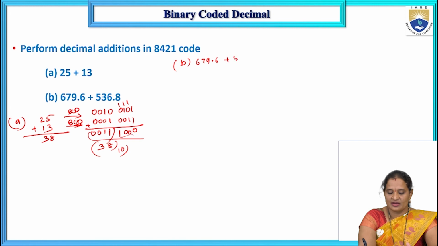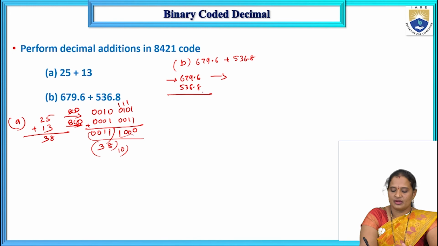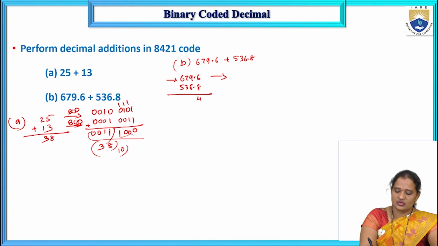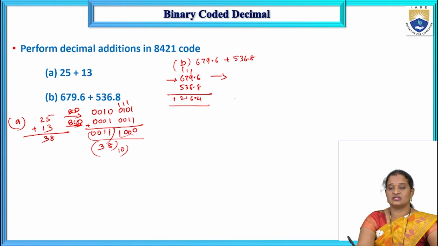679.6 plus 536.8. Now take 679.6, 536.8. Okay. So now 6 plus 8, that is 14. So now 10 plus 6, 16, 11, and this one is 12. This is the answer, 1216.4. So now I am getting the BCD code here. I should get the same answer here.